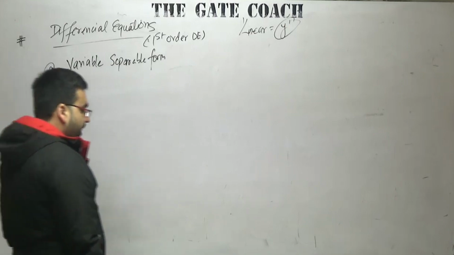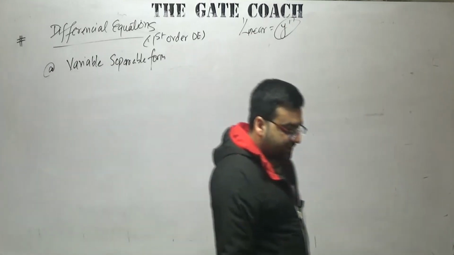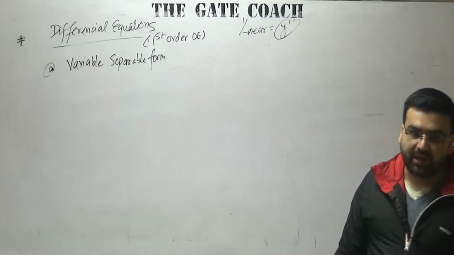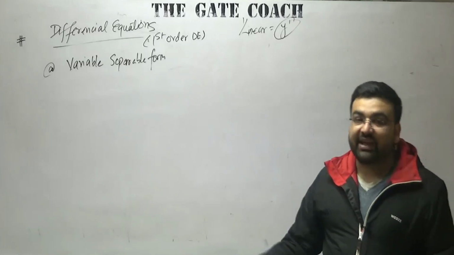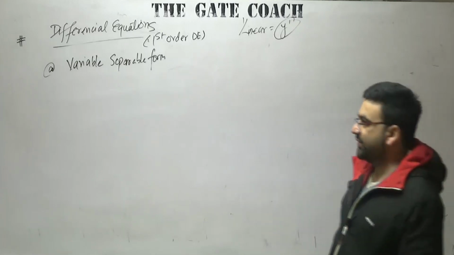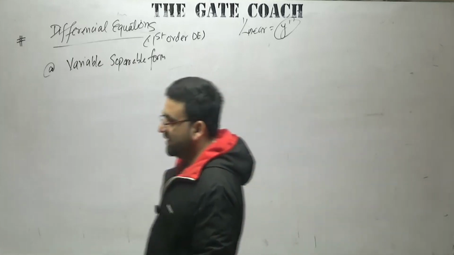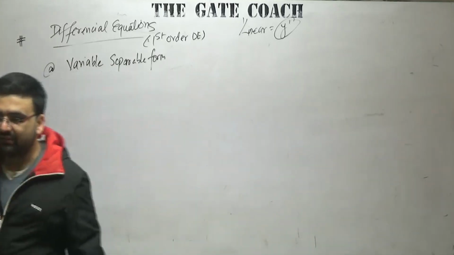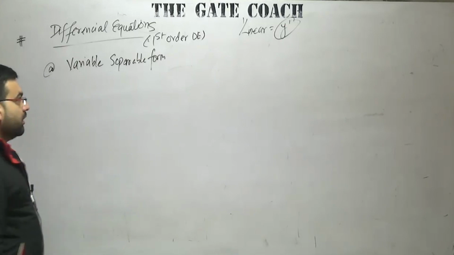Homogeneous. The addition of powers of both x and y is the same. For example, x square y square, or x cube y, or x y cube. So that is homogeneous. That is, it has both the terms x and y, and the powers of both x and y are equal. Homogeneous.